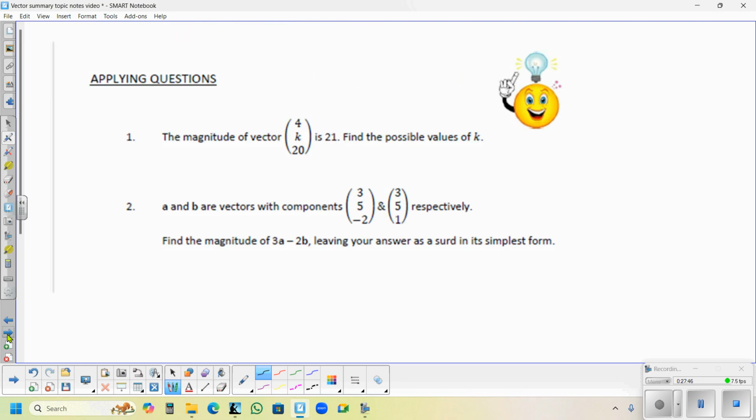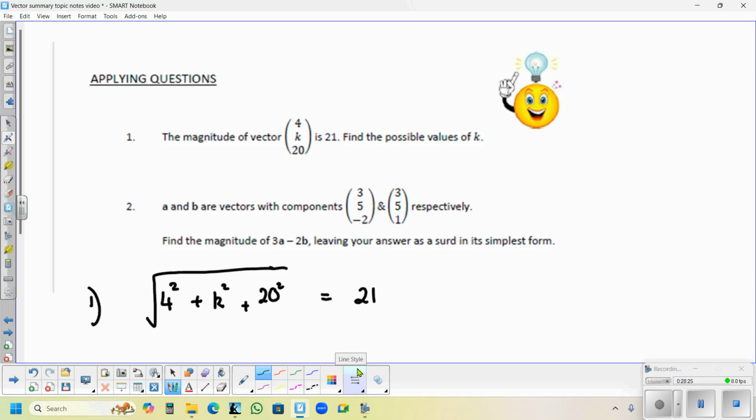Okay, so sometimes they're put into some sort of an application question. So a question where you've got to work backwards. So you're using the knowledge that you've got to find something else. So in question 1, it says the magnitude of that vector there is 21. Find the possible values of k. As soon as you're asked the magnitude of a vector, then work out that magnitude. So the magnitude is the square root of 4 squared plus, it's a letter, but it doesn't matter, you can still square it, plus k squared, and the last component is 20 squared. Now, I know the answer is 21, so I can fill that in.